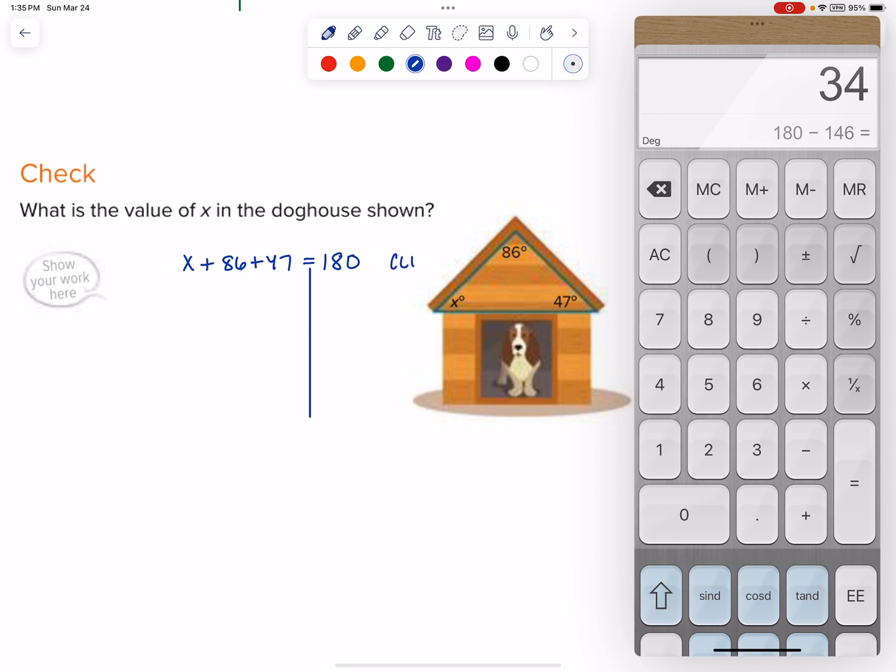So first step is going to be combine like terms. So let's go ahead and do our 86 plus 47, and we get 133. So x plus 133 equals 180, and now we can subtract 133 on both sides, and our x value is 180 minus the 133, and we have 47 degrees. So I'm going to go ahead and write it right in there.